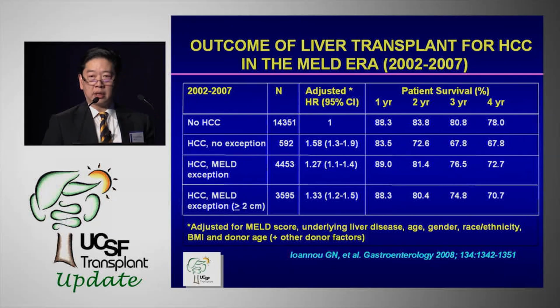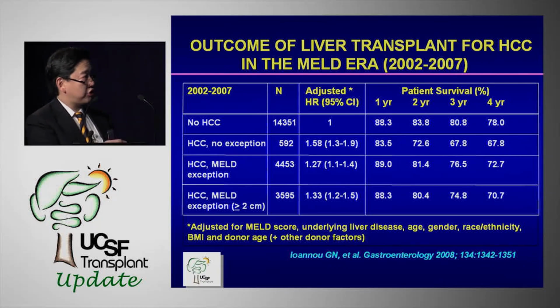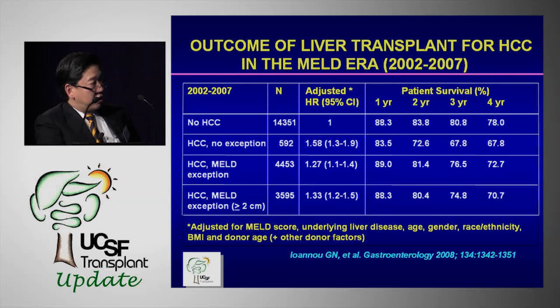So what's the outcome under this system, MELD allocation? When you compare patients with no HCC, this is data published a few years back, you see 4-year survival for those without HCC of about 78%. These are patients with HCC receiving MELD exception. They are within T1 or T2. And you see that the 4-year survival is similar, not quite there yet. And if you restrict to only patients meeting T2 minus the T1, this is slightly lower.